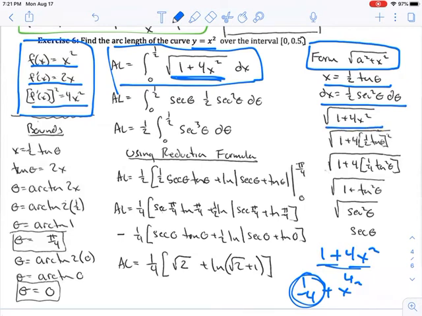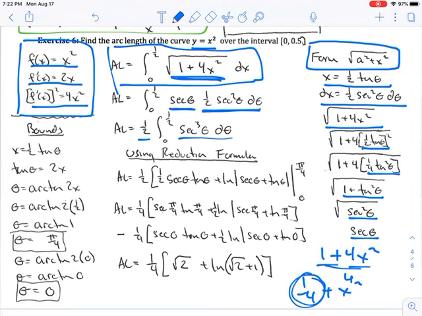Here's my original integral. Substituting in 1/2 tangent theta for x, squaring it, we end up with that, converting it to secant squared, taking the square root. Putting that in my integral over here, plus my dx is 1/2 secant squared theta d theta. So that gives me a 1/2 that comes out front, and secant cubed.